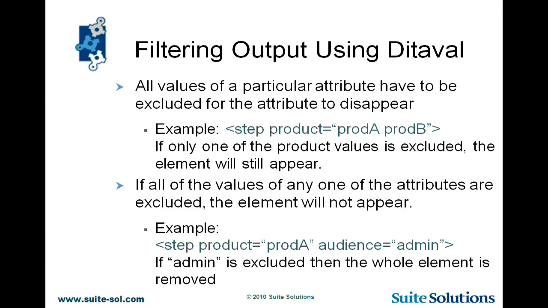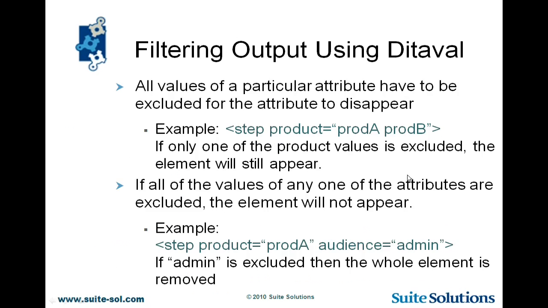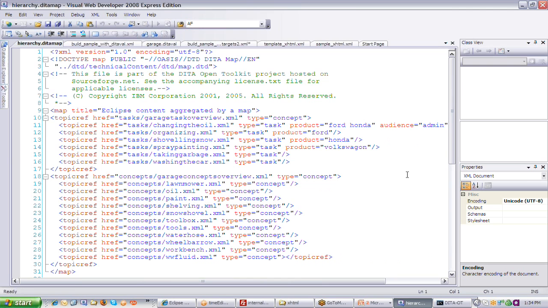However, if all the values of any one of the attributes are excluded, the element will not appear. So here, for example, let's say that something has a product and an audience. I can exclude either the product or the audience and it won't show up. It sounds confusing, but the easiest way to demonstrate is just to show you or to try on your own. So here, for example, let's say I take out the audience for changing the oil.